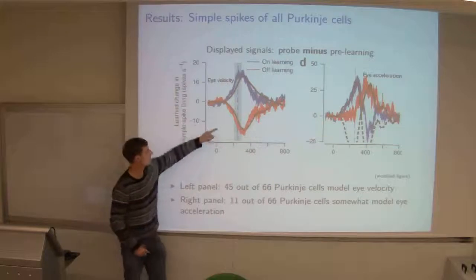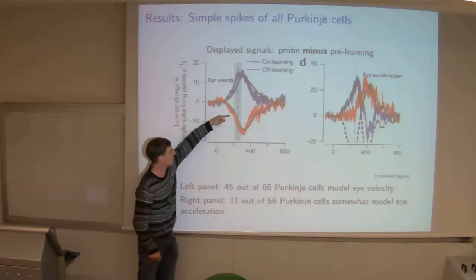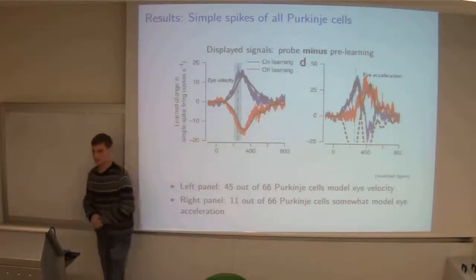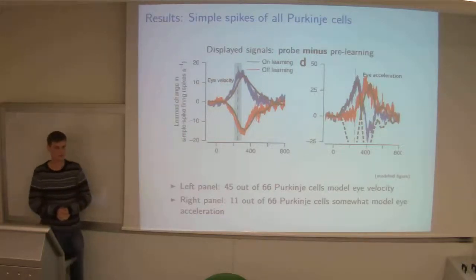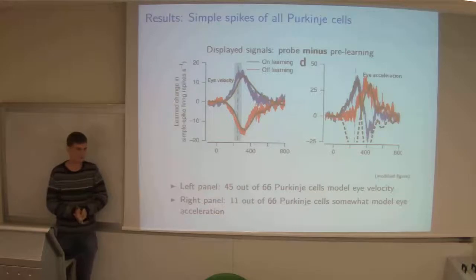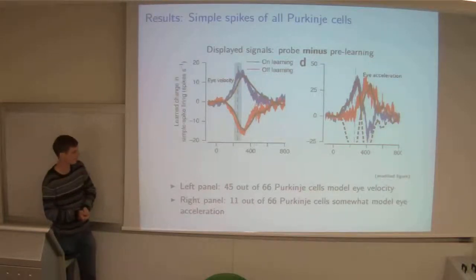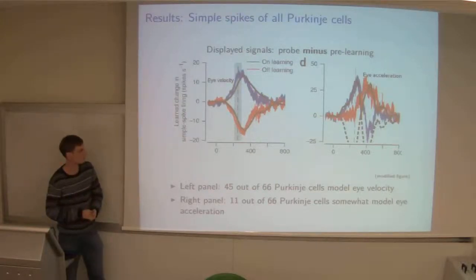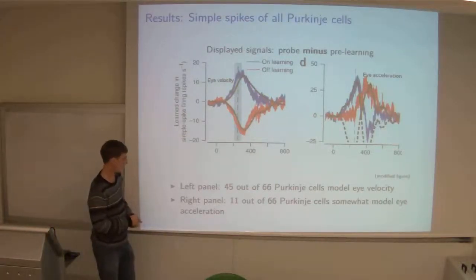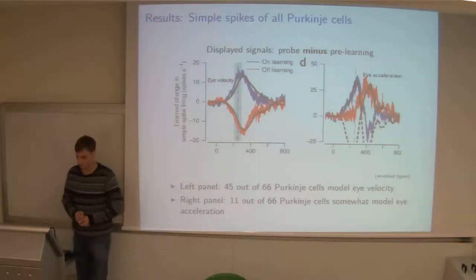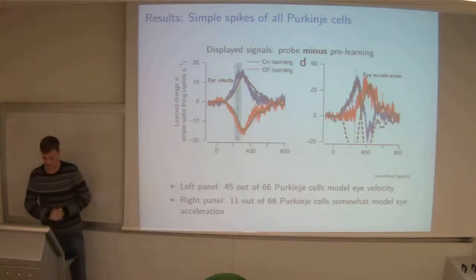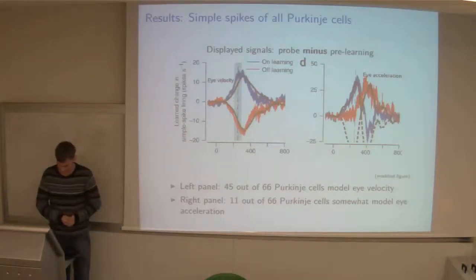And you can also see that there's a slight anticipation. So the firing rate changes anticipate a little bit the eye velocity changes. Or you could also say that the eyes follow the simple spiking of the Purkinje cell. And the left panel is 45 out of the 66 Purkinje cells they recorded from. And the right panel, they had another 11 cells that don't model the eye velocity but the eye acceleration. And they call it group 2, but I will also ignore them because it becomes complicated.